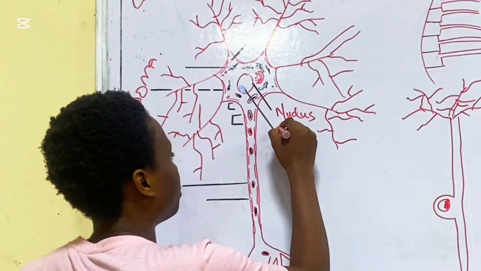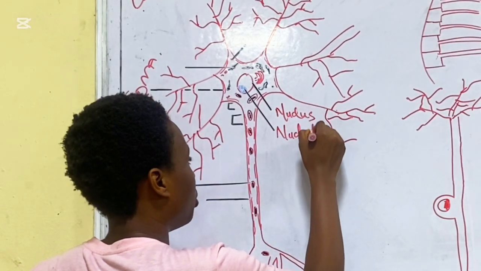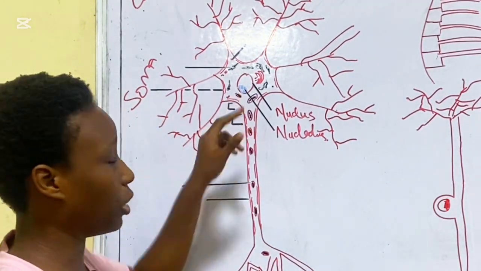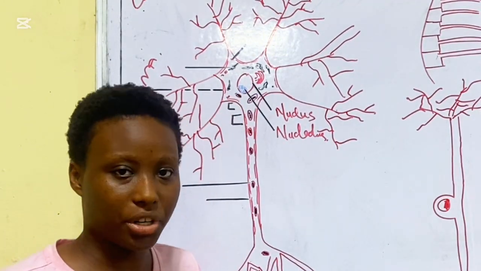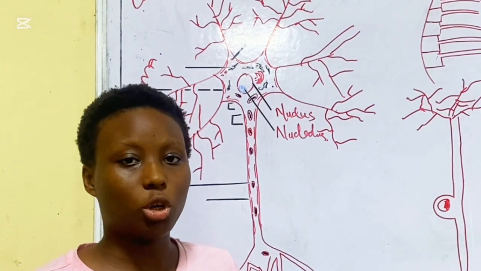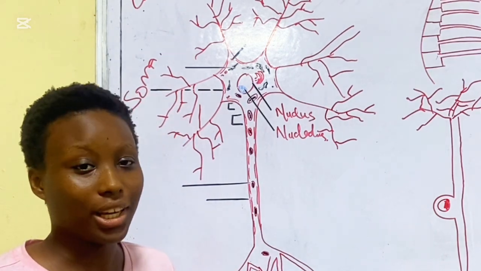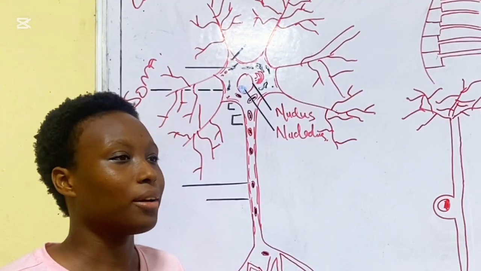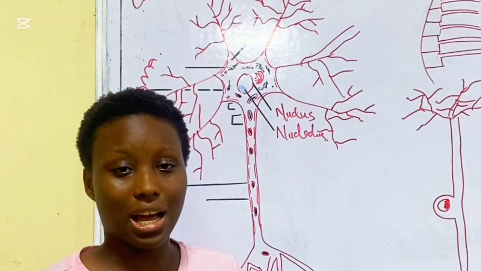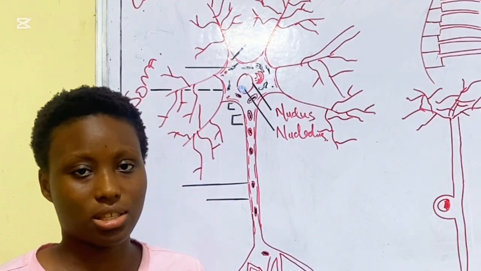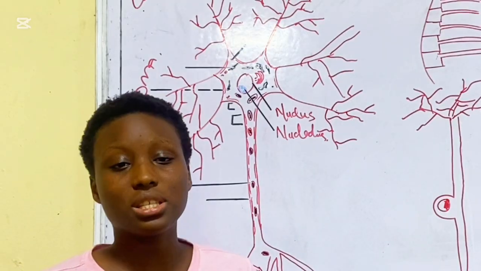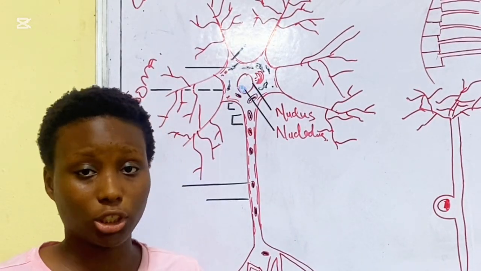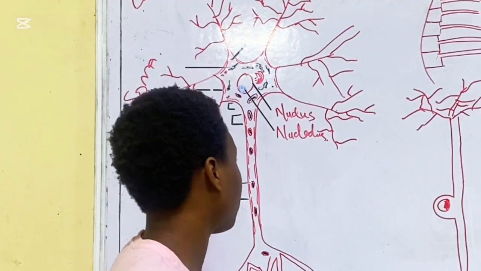And then the nucleus contains a nucleolus. Now, as you can see here, the nucleolus is drawn in blue, and it is very, very dense. The nucleolus of the nucleus of the neuron is very, very dense. It's very dense because it has a high function in protein synthesis. Protein synthesis is actually very important in the neuron for the synthesis of neurotransmitters through which neurons communicate.